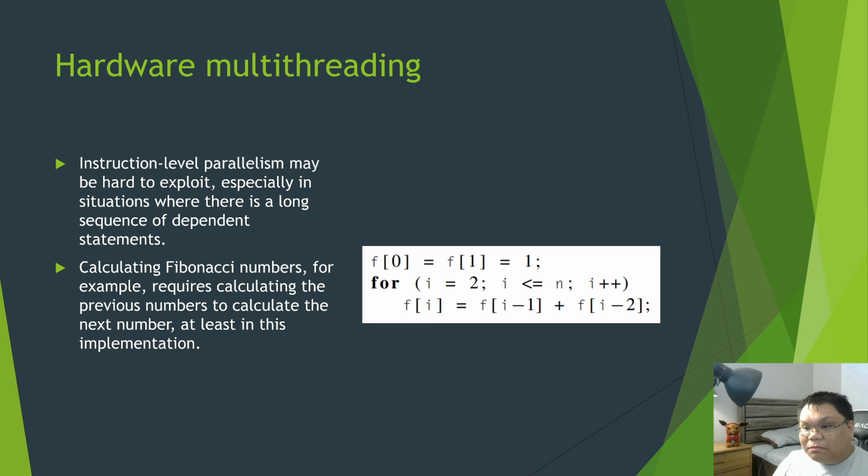Hardware multithreading. So, instruction level parallelism may be hard to exploit, especially if there is a long sequence of what are called dependent statements. Here's a good example. The Fibonacci numbers are a good example of this dependence.